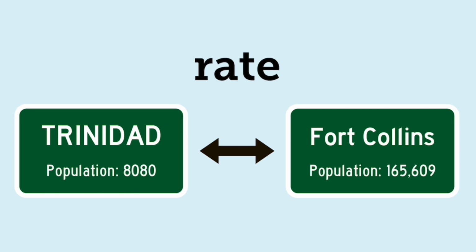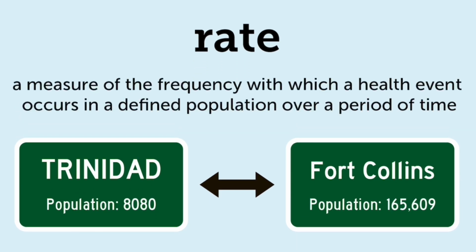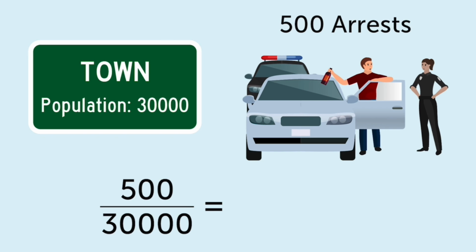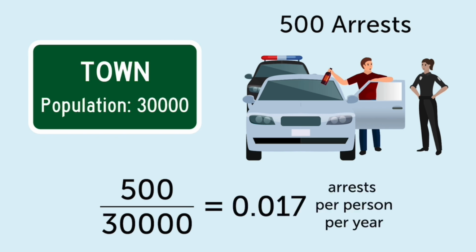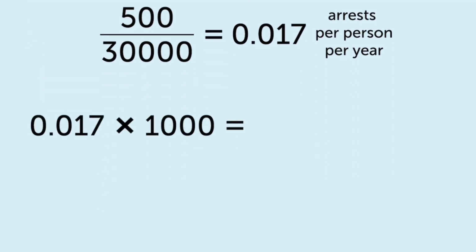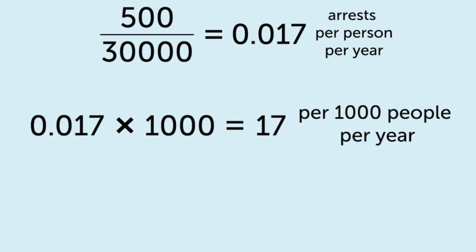Epidemiology uses rates to standardize data in order to be able to compare data across populations that are different sizes. A rate is a measure of the frequency with which a health event occurs in a defined population over a period of time. For example, if a town with a population of 30,000 has 500 arrests in a given year for driving under the influence, you can divide 500 by 30,000 to get a rate of 0.017 arrests per person per year. To make the rate easier to understand, you can multiply by 1,000 and say the rate of DUIs for the town is 17 per 1,000 people per year.